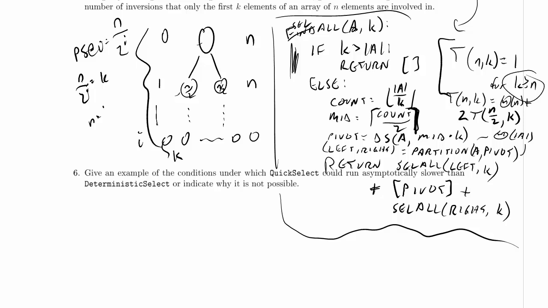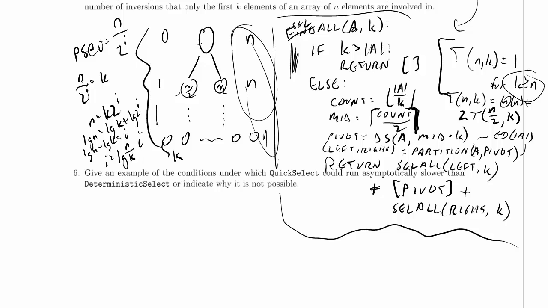So n is equal to k times 2 to the i. Let's take the log of both sides. Log of n is equal to the log of k times 2 to the i, which is the log of k plus the log of 2 to the i. So the log of n minus the log of k is equal to the log of 2 to the i, which is just i. And so i is equal to the log of n over k. All right, so we have log of n over k levels. We have n work at each level. So we'll have n times log of n over k work.